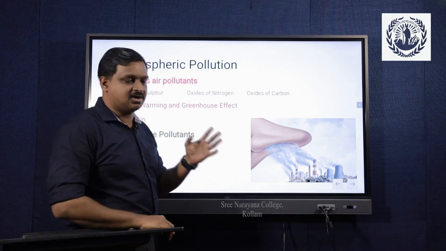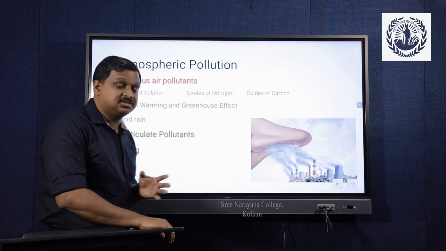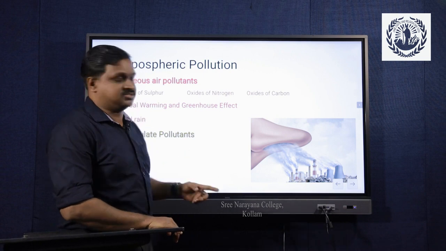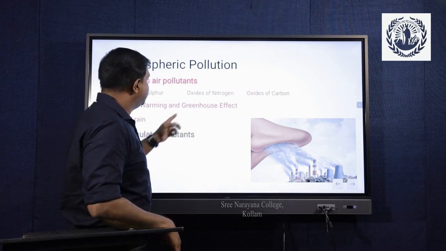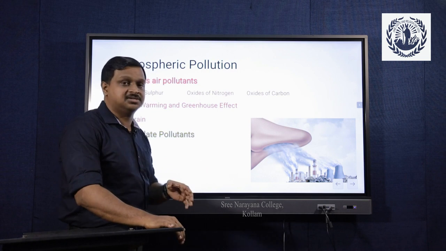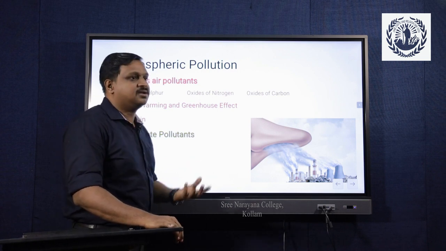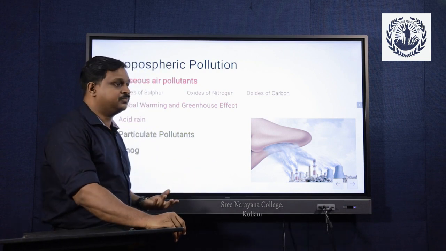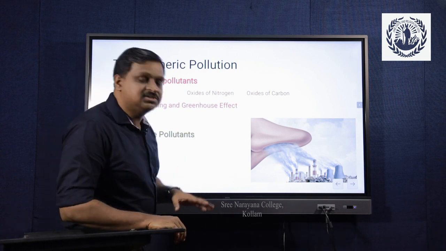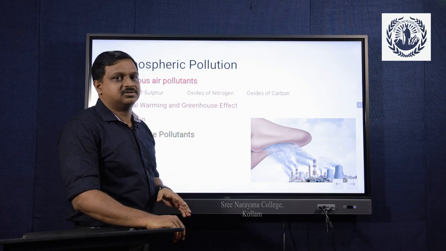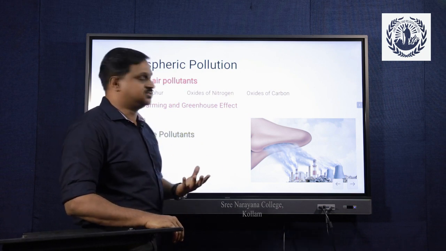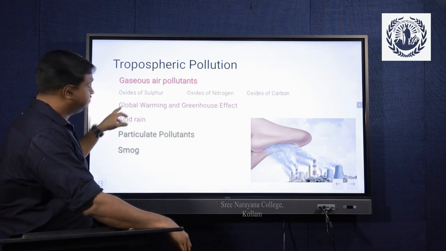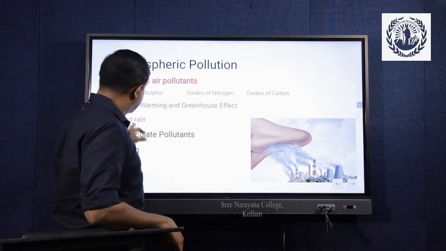All of us know that the sea, which covers 70% of the Earth's surface, is a very important sink for carbon dioxide. So global warming and the greenhouse effect can be mitigated by humanitarian actions, or by the government. We have to change our government policies also to improve. The basic thing we can do is improve the forest cover, so that we are able to absorb more carbon dioxide. And coming to tropospheric pollution, one of the major problems is acid rain.